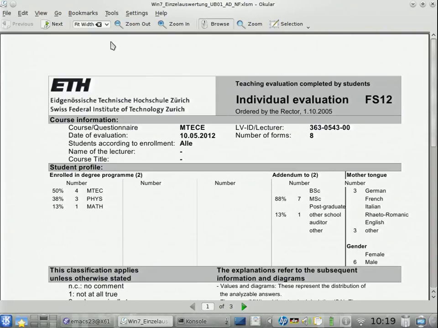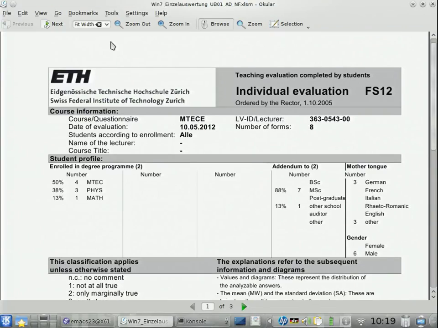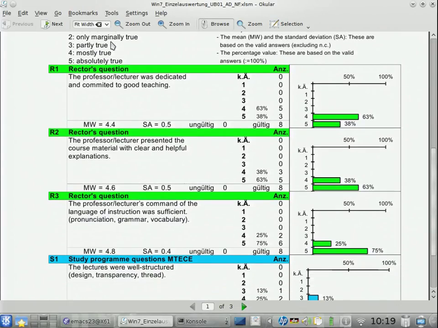So, let us go through this. This is the number of MTech students, 4, the number of physics students, 3, I think. What department are you in? MTech. Okay. And one person from Mass, and then you see most of them were master students. So I scroll through this. There is the first block, questions 1, 2, 3, which are the rector's questions, and this is all.